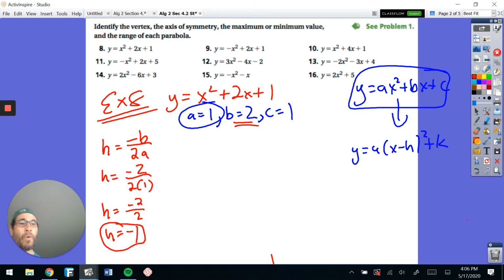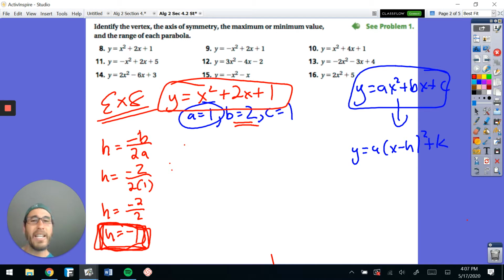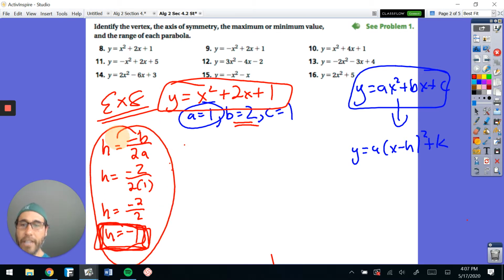Now what we have to do is find out what K is. Sorry, I had a sneeze. Well, how do you find out what K is? Well, K is what you get if you put that in for x. So I'm going to give you a little bit of a formula at home. What we found is just an x value. Okay, so the vertex so far is negative 1 comma something. So we have to find the y value.